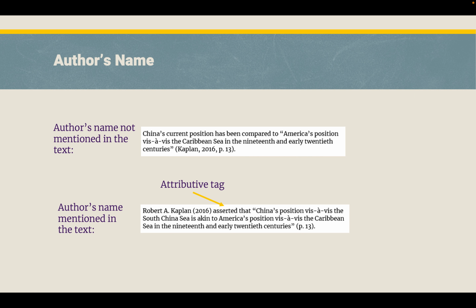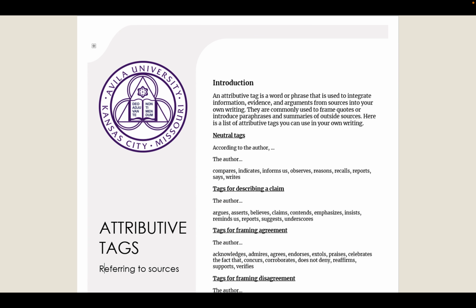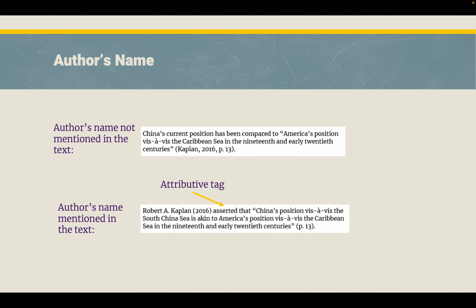In the Writing Center, we actually have a PDF handout full of attributive tags if you want some ideas. And depending on how you're accessing this video, you can find this handout either in a link in the description of this video or by visiting our website. So if you use an attributive tag, then the only information that needs to appear in the parentheses is the year and the page number. And you'll notice that these are separate. We'll talk about that in a second.